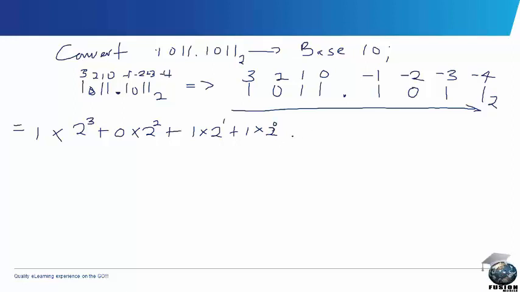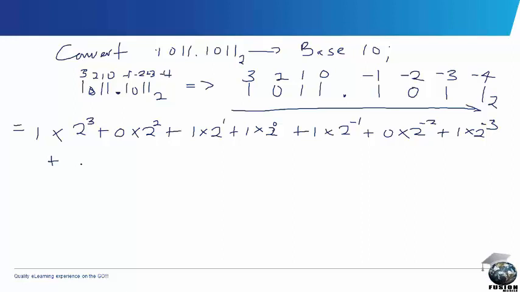The decimal point side continues, and then I have 1 times the base number 2 raised to the power minus 1, plus 0 times the base number 2 raised to the power minus 2, plus 1 times the base number 2 raised to the power minus 3, and then the addition continues.